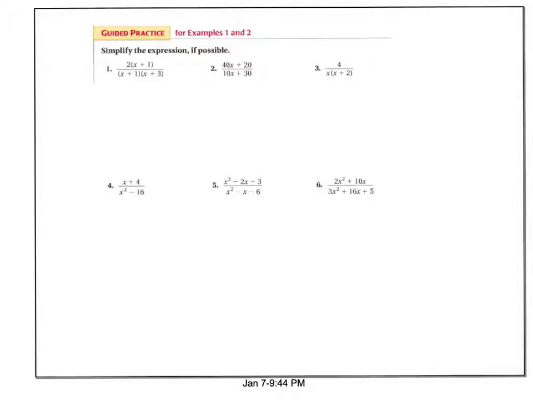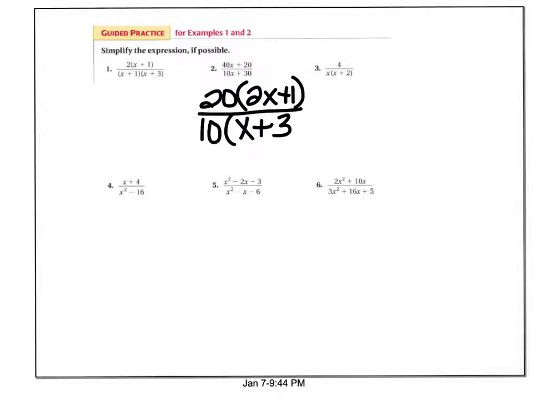In the second example, I need to factor the numerator. Do you see how to do it? A 20 would factor out of the numerator, and a 10 would factor out of the denominator. 20 and 10 can be reduced by canceling, leaving you with your final answer.